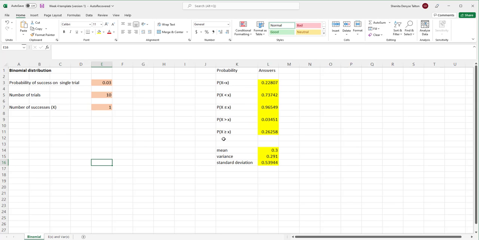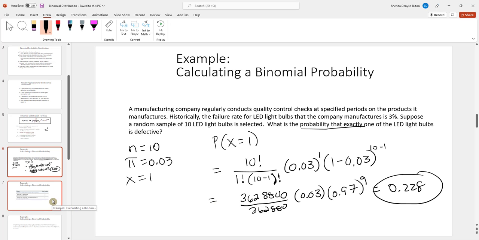And as you can see, you have all these answers to the right. As you can see, I have different inequality symbols, and I'll go over that in a bit. But we want the probability that x is equal to 1, so we want this first one here. And as you can see, I get an answer of 0.228. That's the same that we get with StatCrunch and by hand.